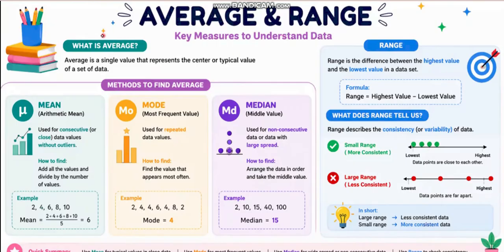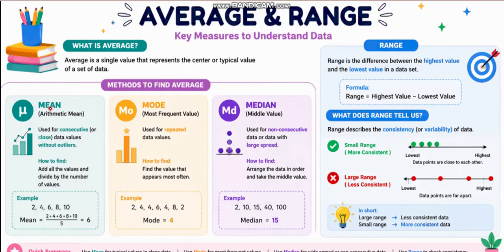So first of all, we will discuss average. What is average? Average is basically a single value that represents the center or typical value of a set of data. Or in other words, we can say that average is the central tendency of the data. There are several ways to find average, like mean, mode, and median.